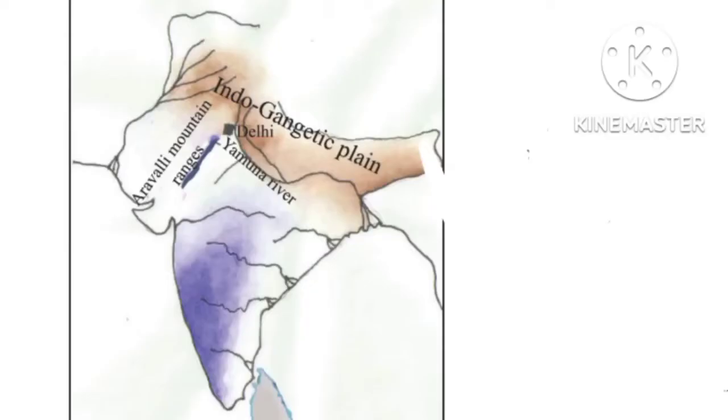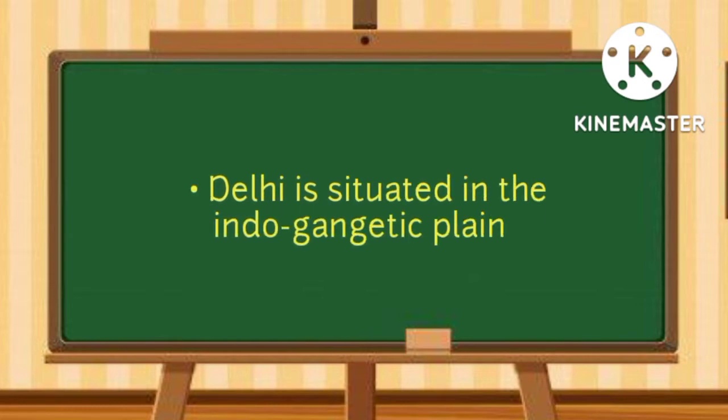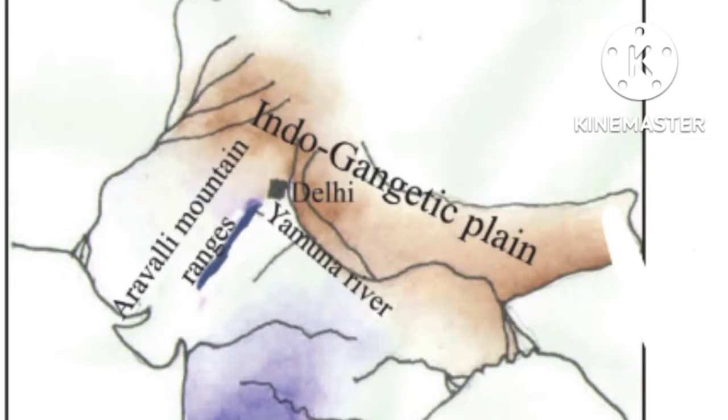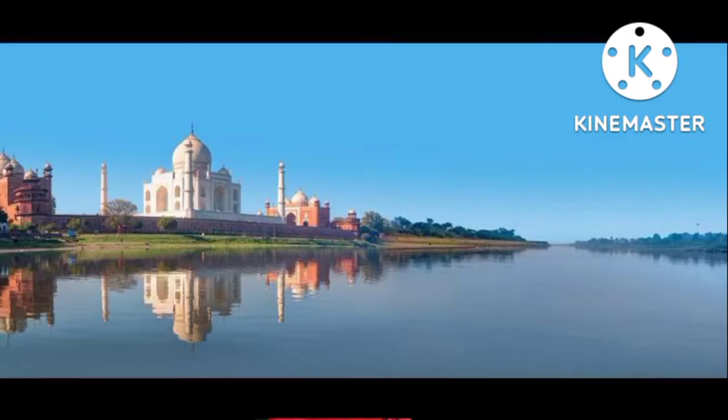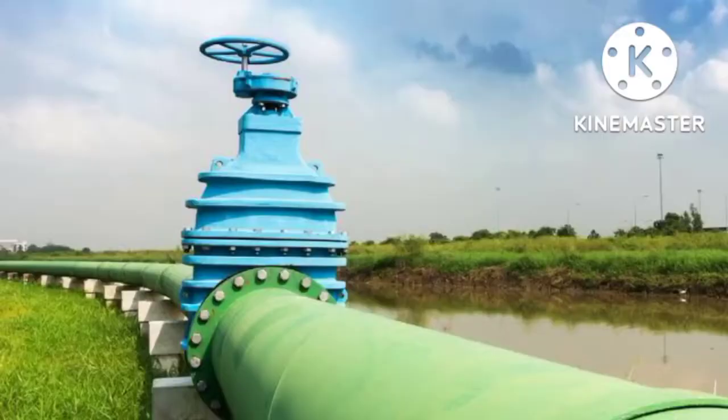Look at the picture. In the picture we can see Delhi is situated in the Indo-Gangetic Plain. The Indo-Gangetic Plain is one of the most fertile places in India. And if you look closely, we can see the Yamuna River. The Yamuna River is flowing through India. This Yamuna River has facilitated water transportation and ensured water supply to Delhi.